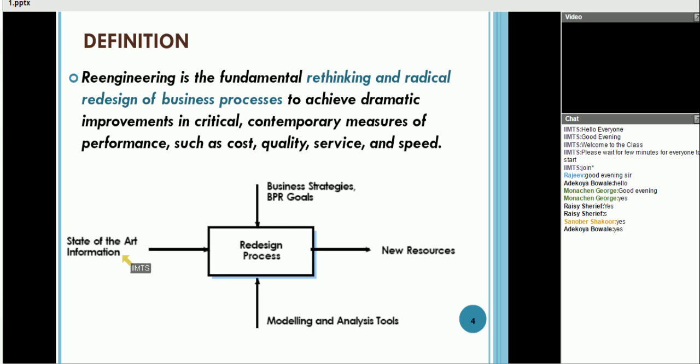Okay, anyways, so we are discussing about re-engineering. So we can see the block diagram, right? In the block diagram, we see a redesign process. So what are the inputs required? The business strategies, the goals. We also need the modeling and analysis tools, and we also need the state-of-the-art information. As a result, we get the new resource.